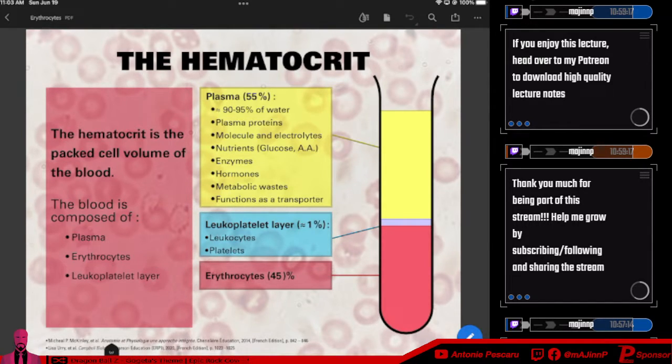We move on to 1%, and this is really interesting. 1% is your leukoplatelet layer. Leukoplatelet meaning your white blood cells, such as macrophages, neutrophils, eosinophils, basophils, and etc. And your platelets as well. And finally, the rest, 45% of it, are your erythrocytes.